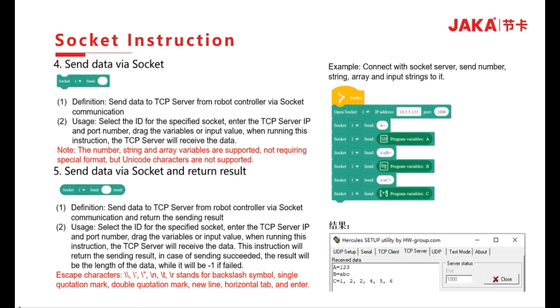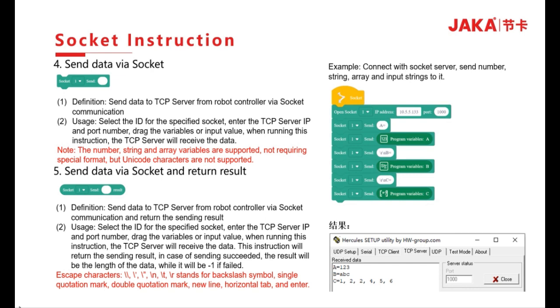Send data via socket and return result. Send data to the TCP server from the robot controller via socket communication and return the sending result. Select the ID for the specified socket, enter the TCP server IP and port number. Again, drag the variable or input a value, and when running this instruction, the TCP server will receive the data. This instruction will return the sending results.